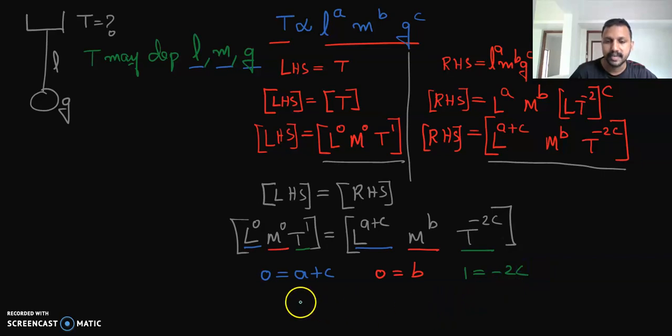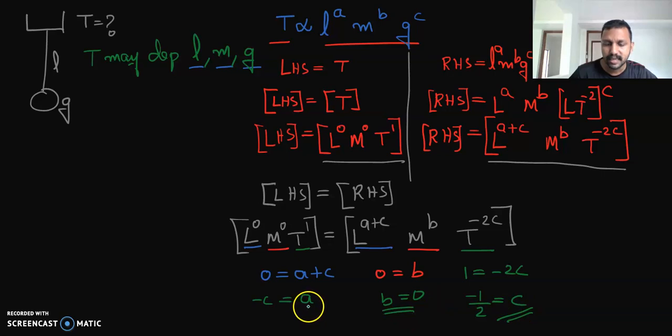Okay, then if 0 equal to A plus C, we could say A equal to minus C. And over here we are getting B is equal to 0. Therefore, now we know the variable B is becoming 0. And if 1 is equal to minus 2C, what is C? We are taking this minus 2 to the other side and we'll get minus 1 by 2. Therefore, the value of C is obtained as minus 1 by 2. The value of B is obtained as 0.